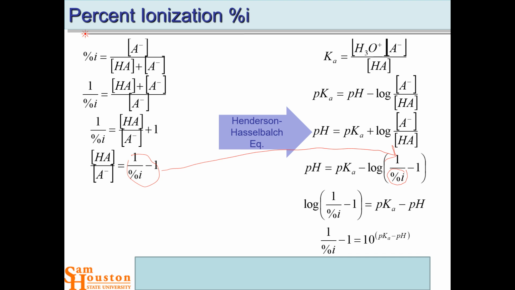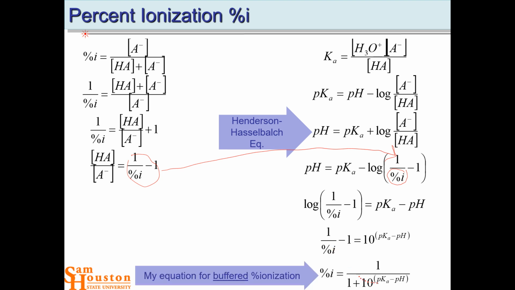And now I'm going to move that 1 over to the other side. So I'm going to have a plus 1 over here, and I'm going to invert the whole thing so I can solve for that percent ionization. So percent ionization is 1 over 1 plus 10 to the pKa minus pH. Now that's a whole lot more algebra than Henderson and Hasselbalch did, so I think I deserve something.